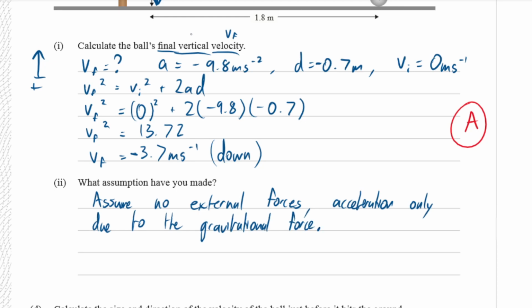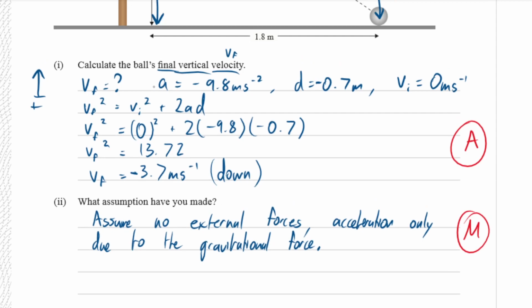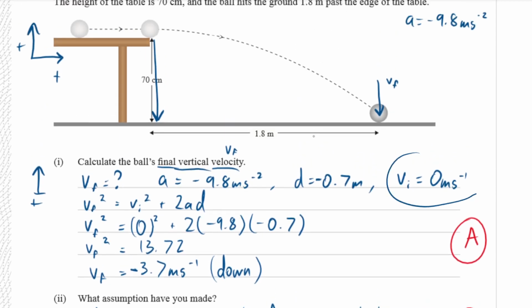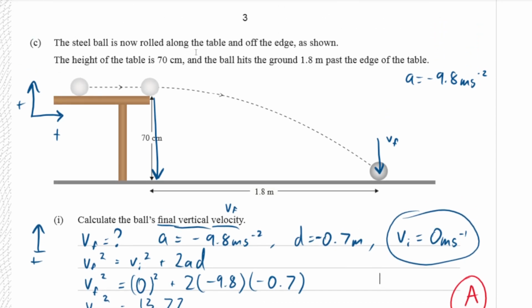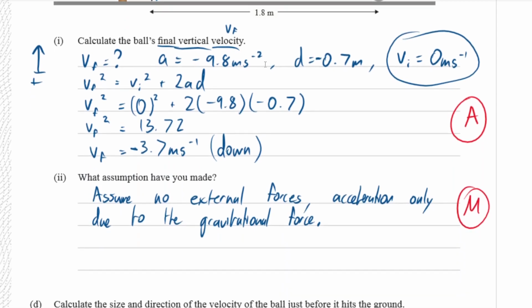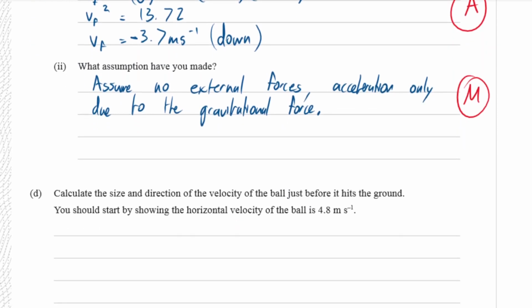Cool. And having that assumption with the correct calculation would be a merit. And it's not in the mark scheme, but an assumption we did make was that the initial vertical velocity was 0. And from the question, it's not entirely clear, right? There could have been a little bump at the end of the table, which meant it moved up first. It's having some vertical velocity up, or we could have knocked it off. So that's another assumption that you could make.